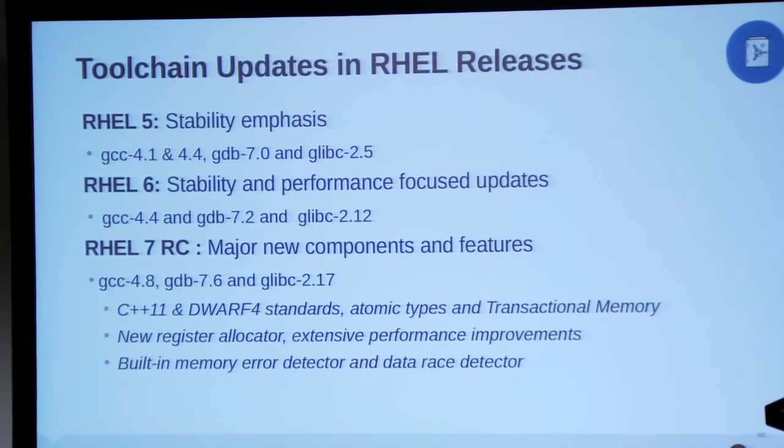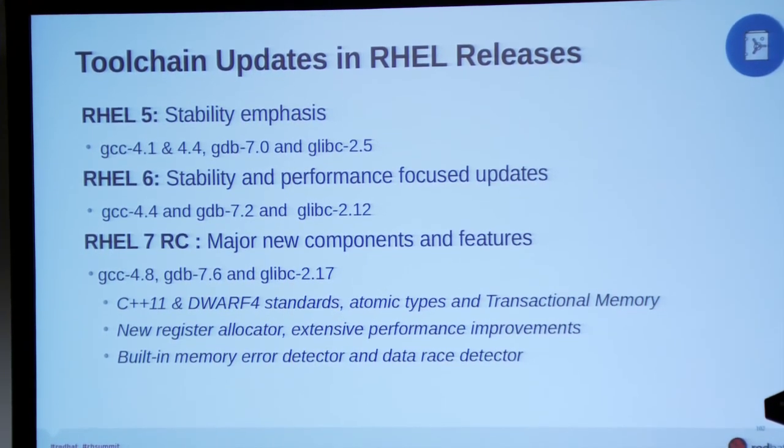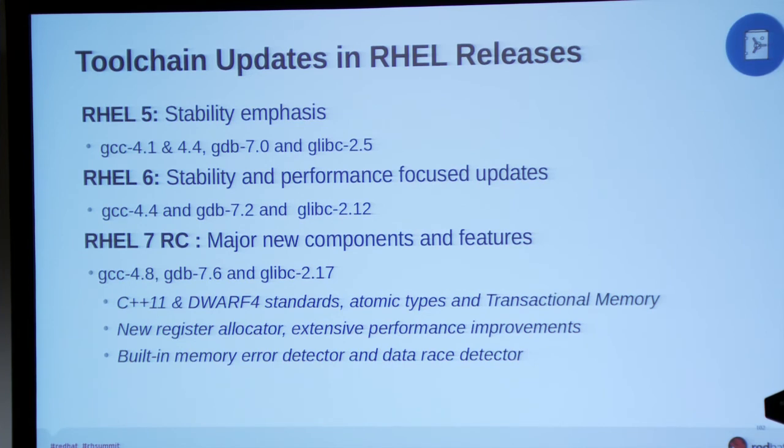And as mentioned earlier, RHEL 5 is very much in a conservative stability focus right now. When RHEL 6 came out, we had GCC 4.4, which we actually added back into RHEL 5 so you could transition your code across. And we had GDB 7.2 and glibc 2.12. We do pass along a number of performance-focused updates, but we also make sure that we retain the enterprise class stability that we know you guys rely on. So that's 5 and 6. In the RHEL 7 release candidate, we are updating those components to major new releases. So we have GCC 4.8, GDB 7.6, and glibc 2.17.